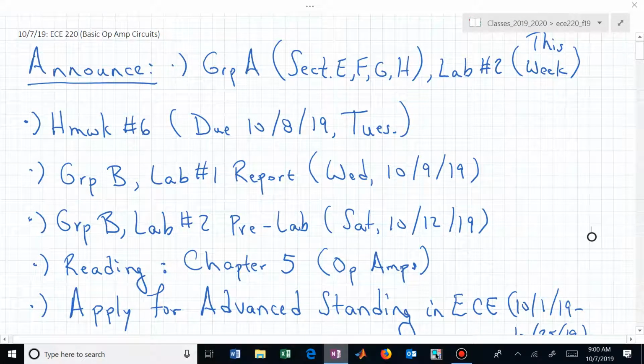We are in Chapter 5, which is op amps, and today we're going to try to create additional op amp circuits. We've already introduced the inverting amplifier, and we'll try to get beyond that.